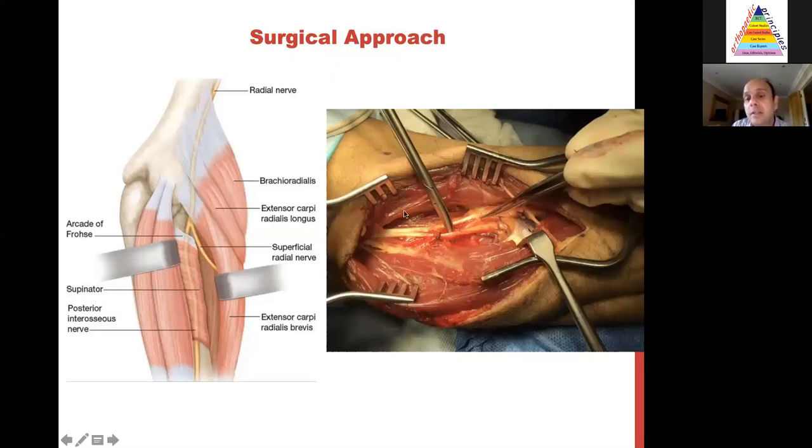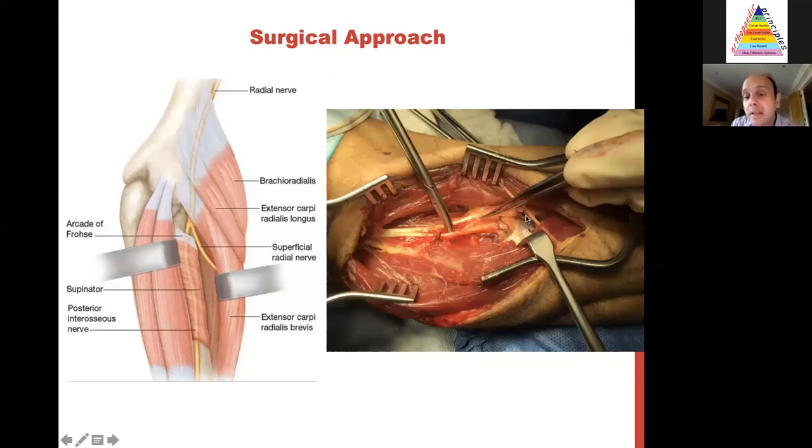So I think this was ECRL and this is then ECRB. And then if you see the posterior interosseous nerve, you can see it's giving a branch here. That's the branch to the supinator muscle. And that's your supinator muscle. You can see the color of the muscle there.